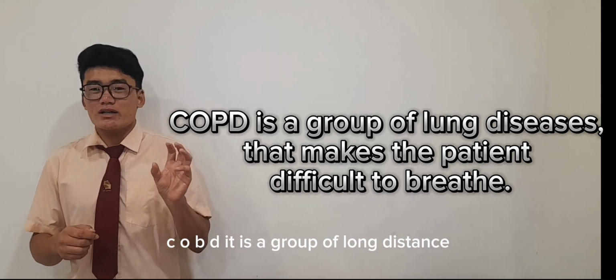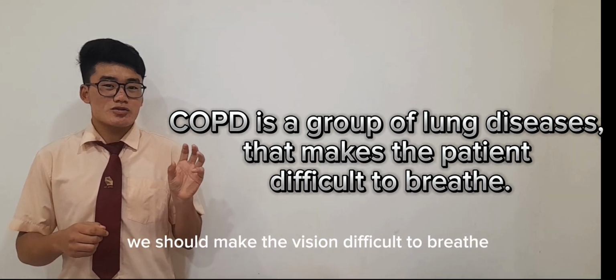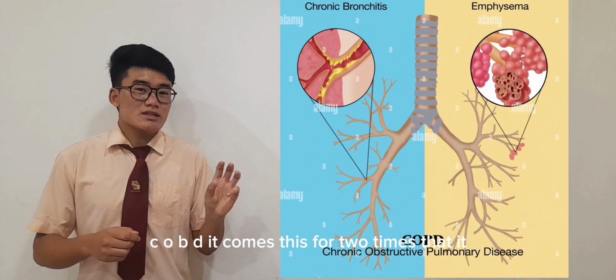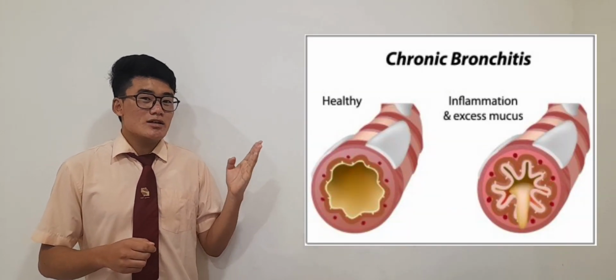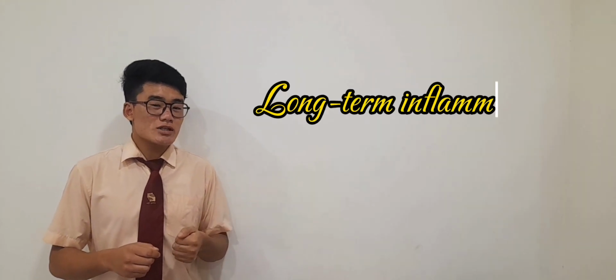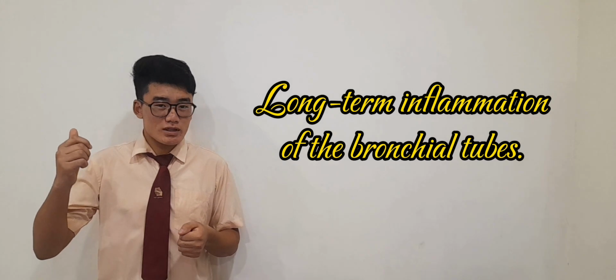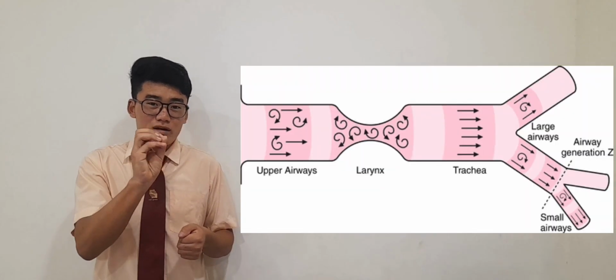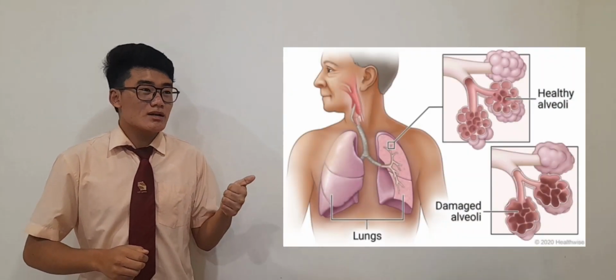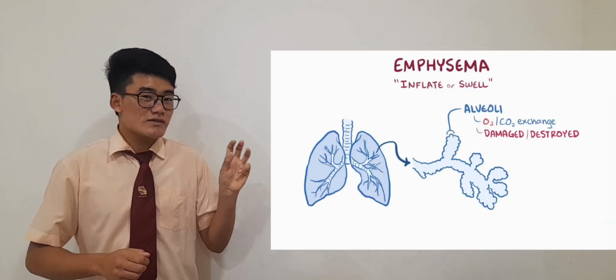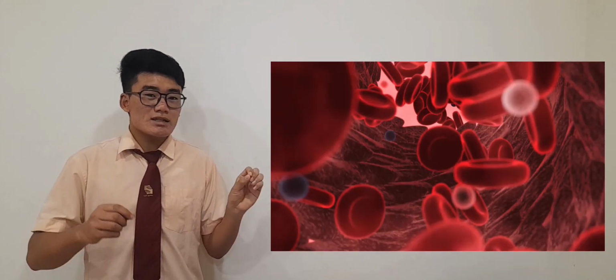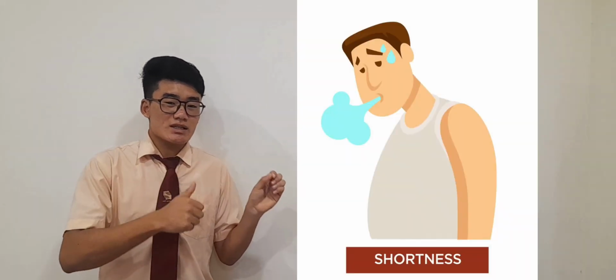COPD is a group of lung diseases which makes it difficult for the patient to breathe. It consists of two types: chronic bronchitis and emphysema. Chronic bronchitis is long-term inflammation of the bronchial tubes, which leads to excessive secretion of mucus, makes the airway narrower and makes breathing difficult. Emphysema is damage to the air sacs in the lungs, which makes it difficult for oxygen to flow into the bloodstream and leads to difficulty in breathing.